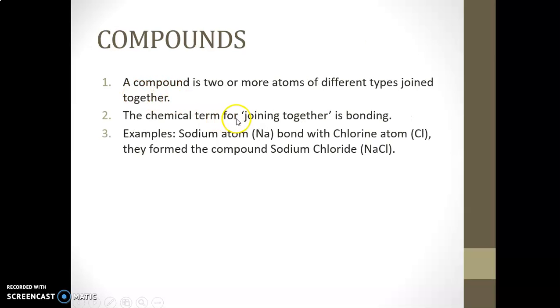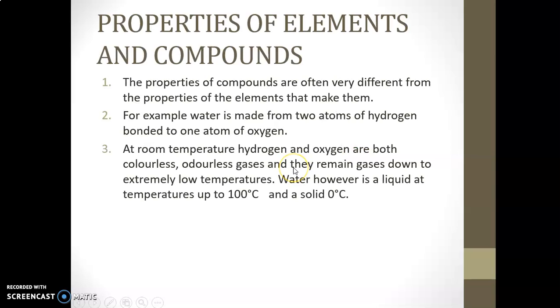Now, what are compounds? Compounds are formed when two or more atoms of different types are joined together. The important term we have to remember for compounds is the word bonding. For example, a sodium atom bonds with a chlorine atom forming sodium chloride. The other name for sodium is natrium, that is the chemical term, but when you write it out, you call it sodium chloride. These are the properties of elements and compounds.